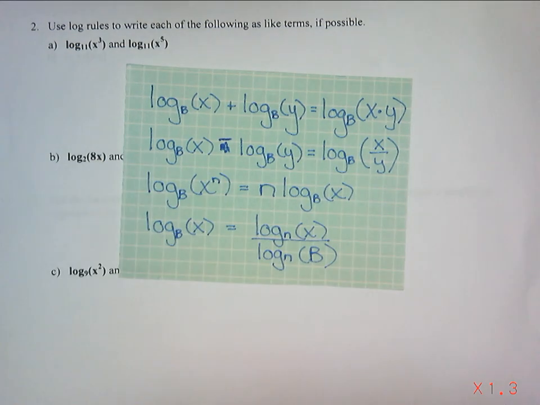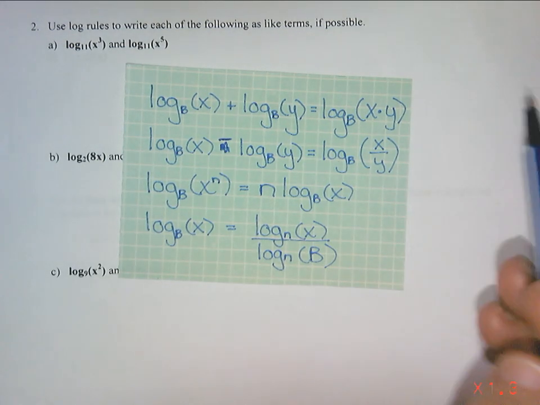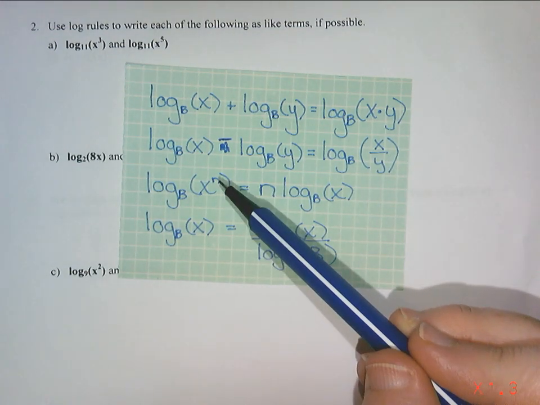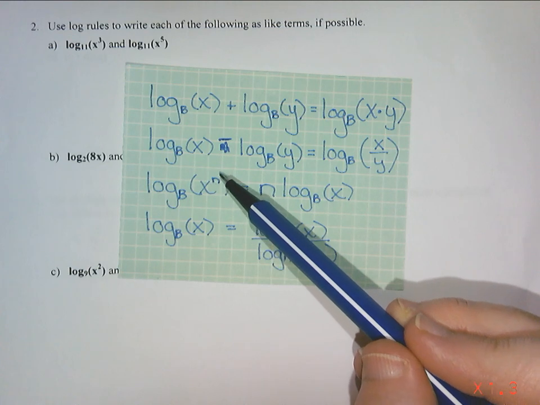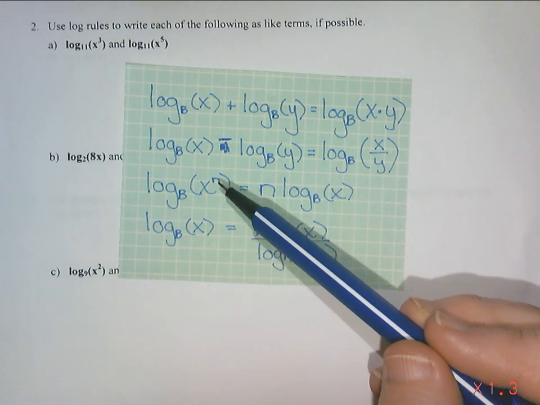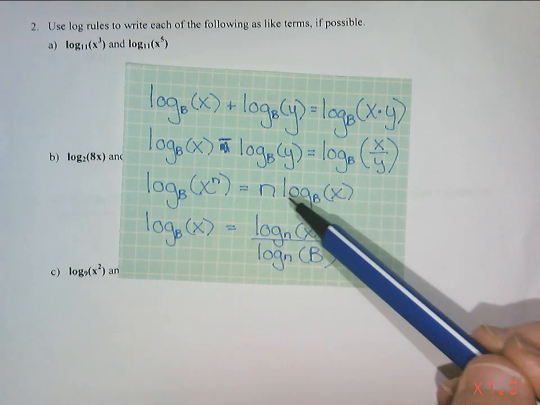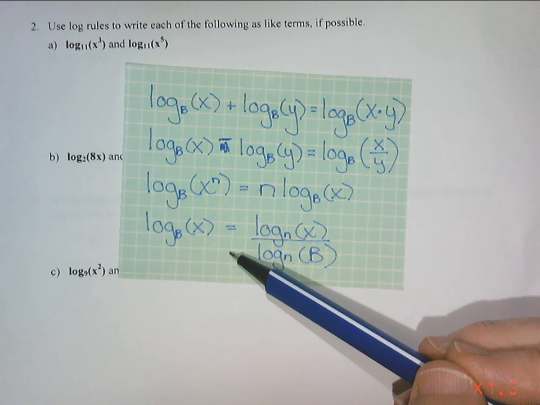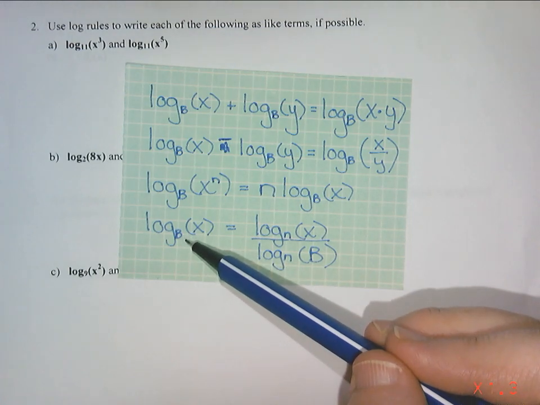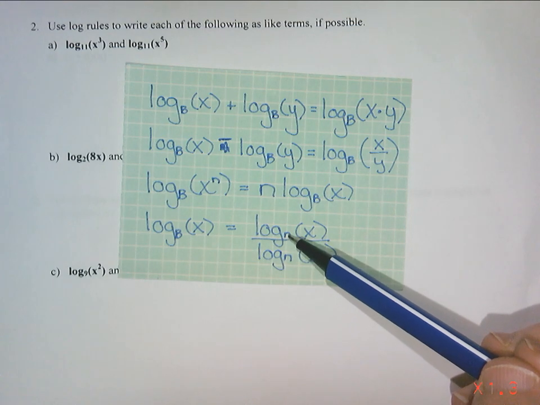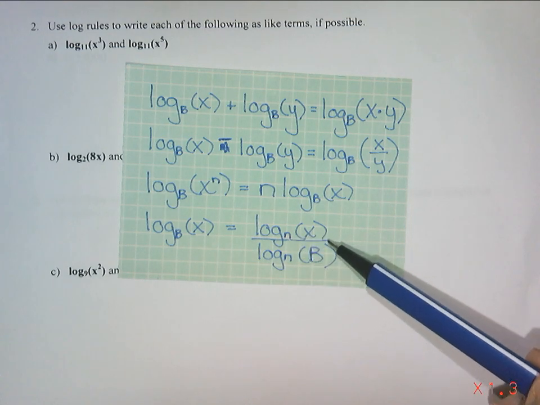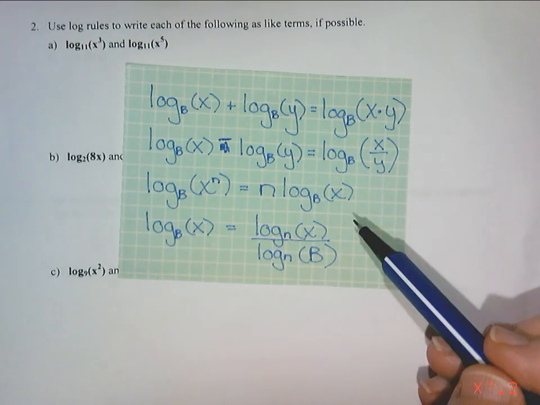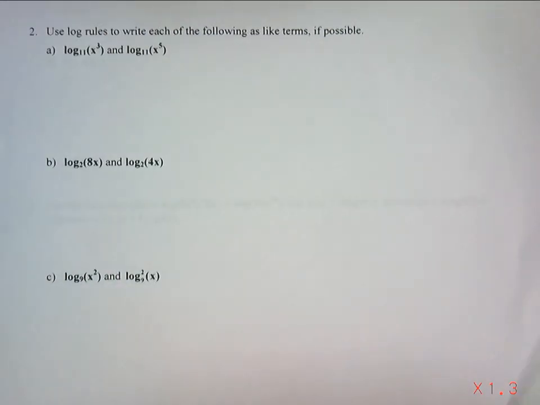When we are subtracting 2 logs with the same base, we can combine them into one log by dividing their arguments. We have one rule that says when you have an exponent on your entire argument, you can bring that exponent down out front and multiply. And then the last rule is our change of base rule that says if you want to change the base to something else, you can do that as long as you do log of that new base of the argument divided by log of the new base of your old base.